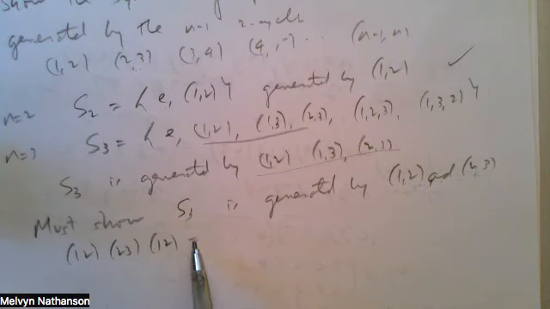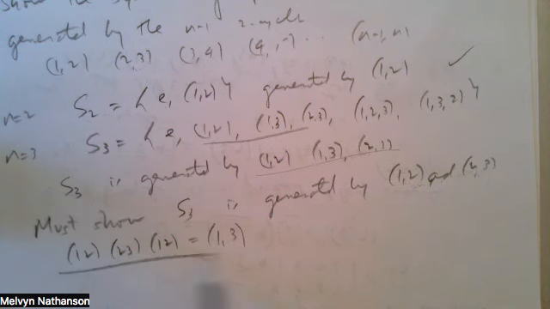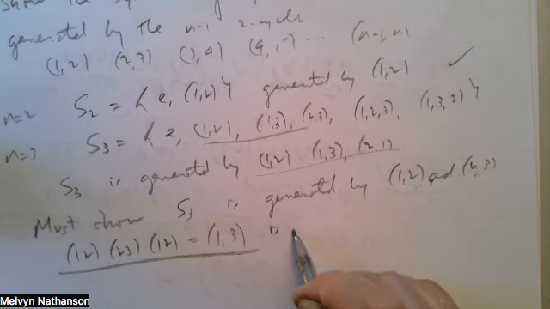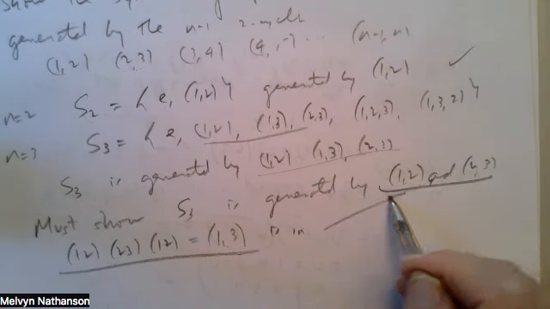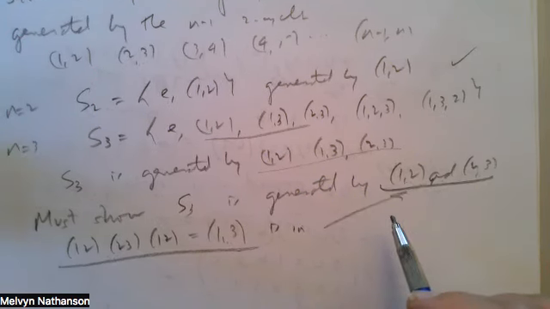But what is this? This sends 1 to 2, 2 to 3, 3 to 3. So 1 goes to 3. 3 goes to 2, goes back to 1. And 2 goes to 1, goes to 2. So, in fact, (1 3) is this product. So (1 3) is in the subgroup generated by (1 2) and (2 3).